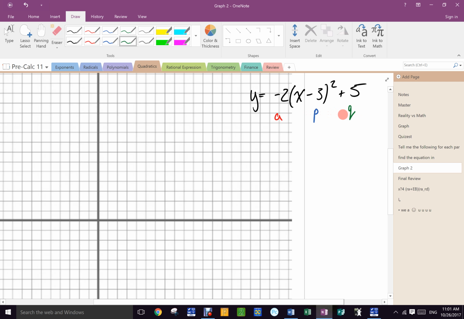But I can't put a dot there yet, can I? No, because that's not my vertex. That's only my x part. What does Q do? Moves it up 5. 1, 2, 3, 4, 5. There is my vertex. Is everybody cool with that? So my vertex equals 3, 5. Yes? Okay.